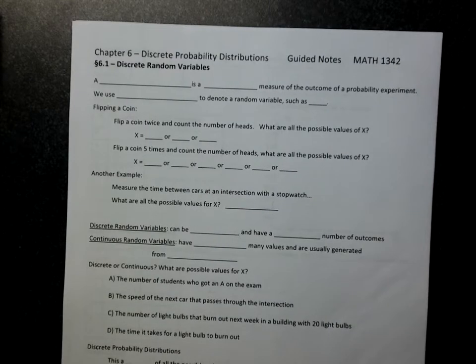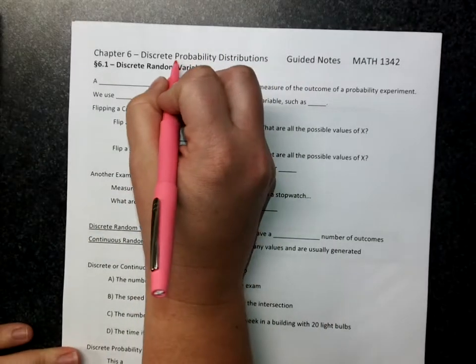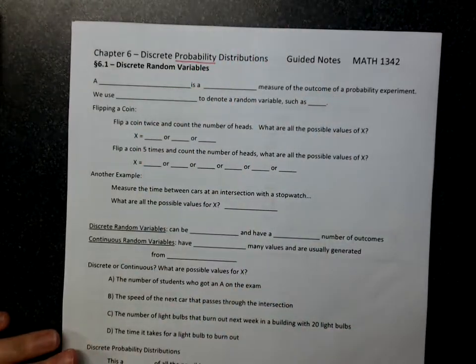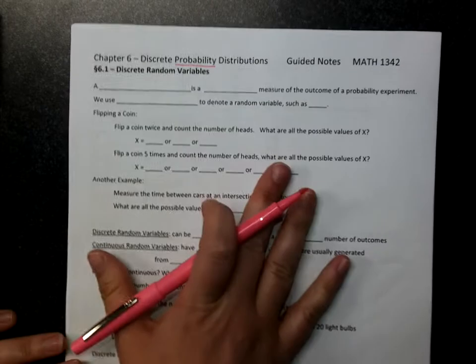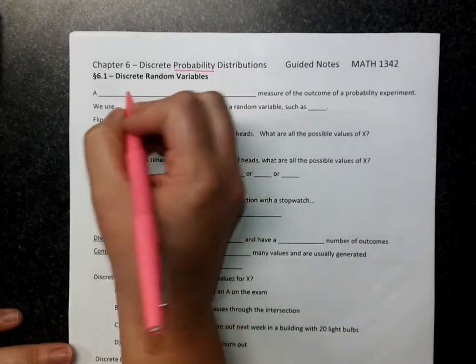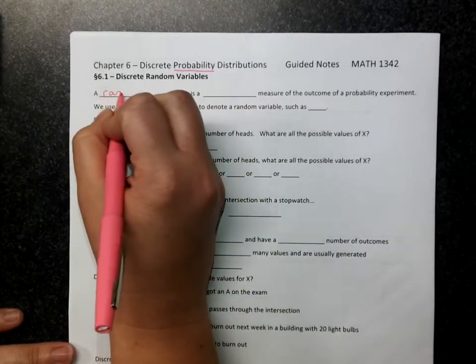This is Chapter 6 on Discrete Probability Distributions. So it's an extension of Chapter 5, still remembering everything we learned about probability, and then applying it to discrete distributions. So the first thing I want to talk about is what a random variable is, a discrete random variable.